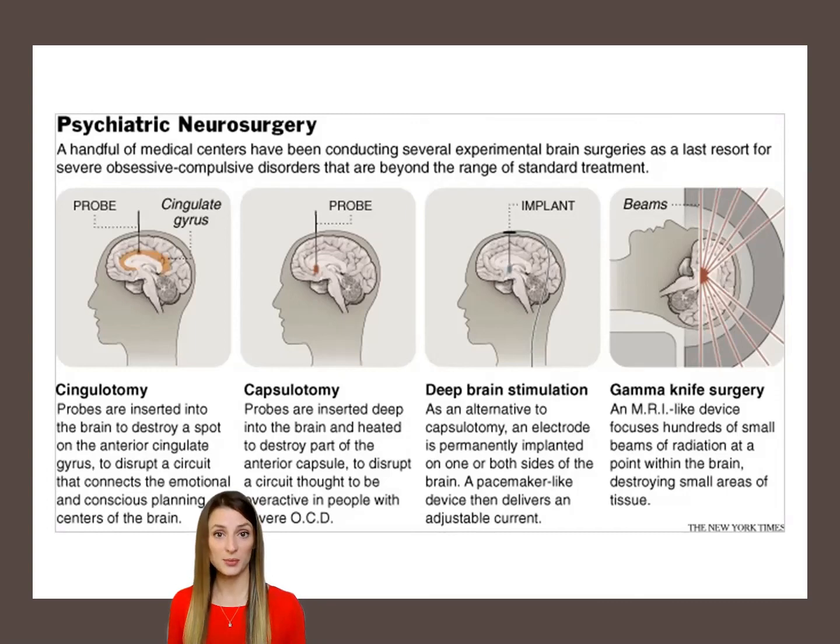Cingulotomy and capsulotomy are probably the closest cousins to lobotomy. In both instances, specific parts of the brain are damaged. With deep brain stimulation, an electrode is inserted in the brain and left there permanently. Electricity can then be used to stimulate that part of the brain. Gamma knife surgery uses radiation to destroy different parts of the brain.